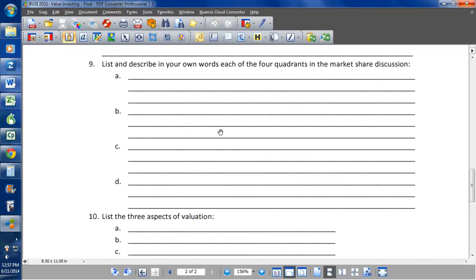Number 9, list and describe in your own words each of the 4 quadrants in the market share discussion. I'll touch on these briefly. You may have to go back and look at that discussion. We had one in a high growth industry with high market share, and those are your shooting star companies. Then you have high growth industry and low market share. They're in a really good industry, but they're not doing all that well, and so there are a lot of questions surrounding the company. Why are they not doing well?